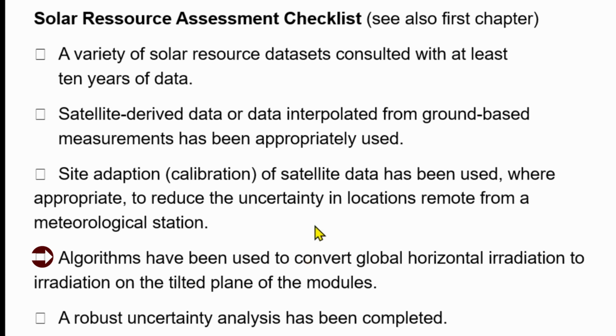Some algorithms have been developed to convert the global horizontal irradiance. That's usually what you measure, data you get from ground-based measurements from a meteorology station, but also from satellite data. They don't really have data for tilted areas, and so this is interpolated by some algorithms.